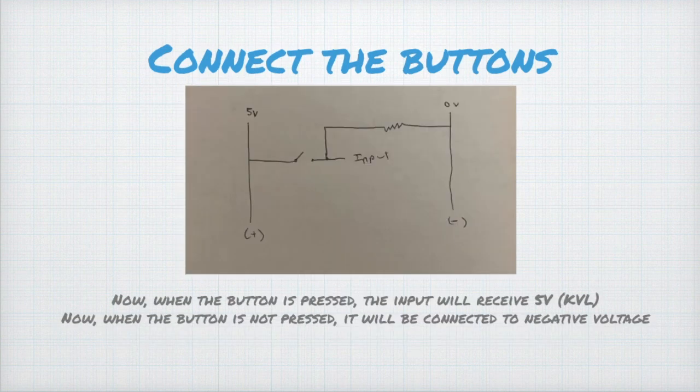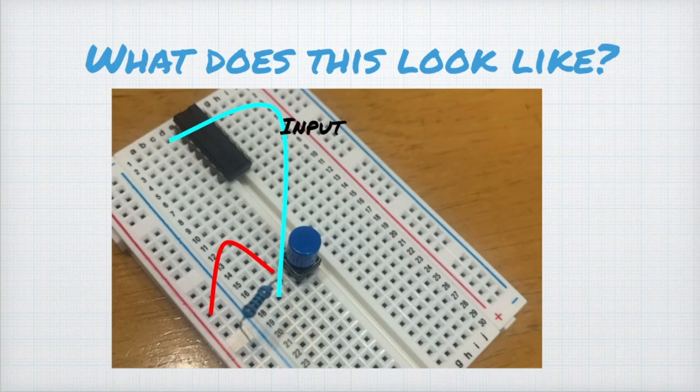To do this, we connect the input to the negative end of the battery. When we make this connection, we must use a resistor to prevent a short circuit in the case where the button is pressed. This is what connecting the buttons should look like on a breadboard. The first input pin is connected to the plus column when the button is pressed, and it is connected to the minus column when it is not pressed.